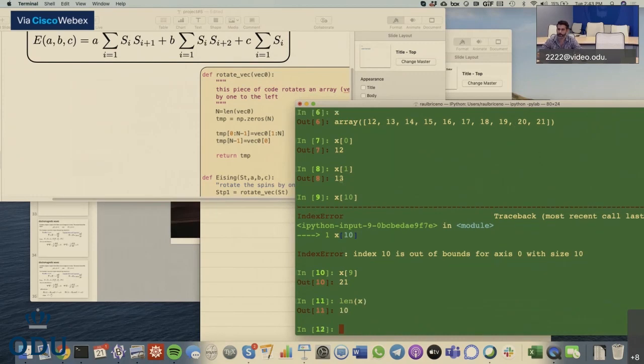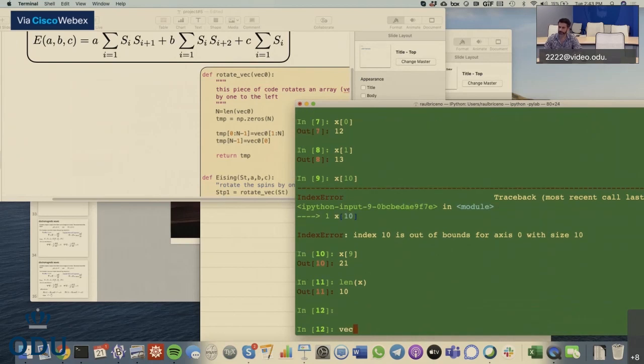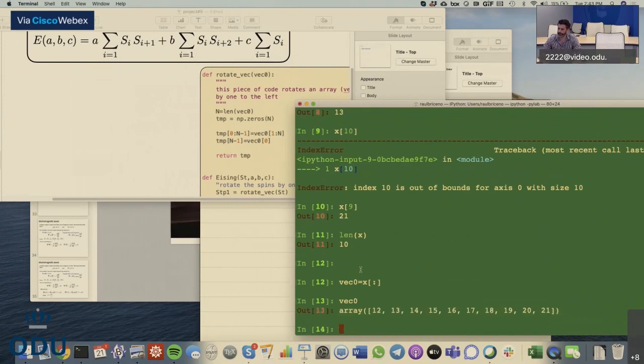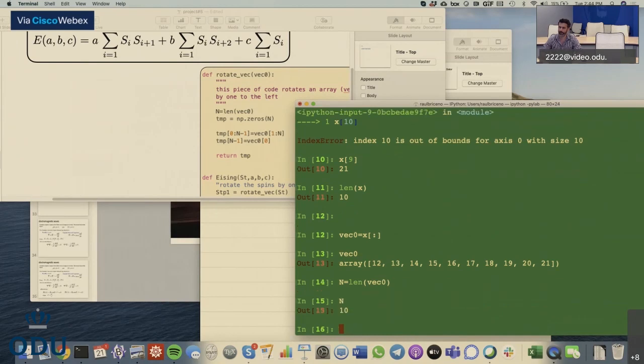Okay, so first, the length of x I can obtain by using len and then open parentheses and x. Okay, and so you see here that I've defined something that is equal to, let me just define vec0 to be equal to x. Okay, let's print out vec0. Good. Same thing as x. Okay, good. And so here I've defined n to be the length of vec0. And so now n takes on that value, which was 10.